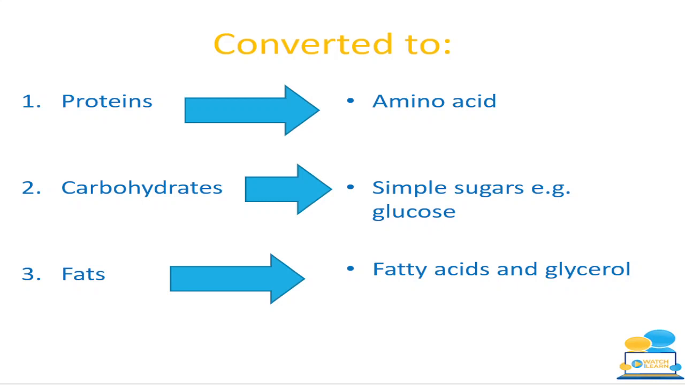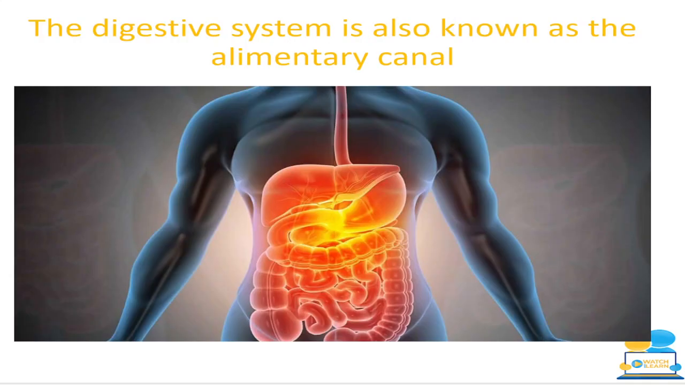So this is really important and does tend to confuse students, especially when they use terminology such as converted to instead of, for example, just saying straight out what is it broken down to or what is the most basic unit. So the digestive system is also known as the alimentary canal. It means the exact same thing, but it can confuse people.